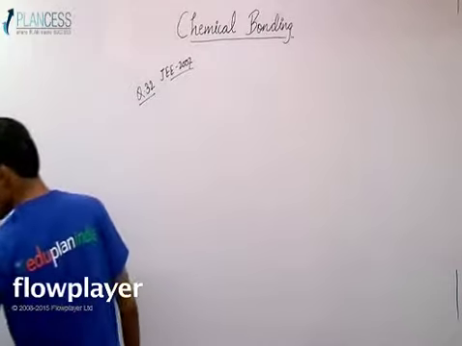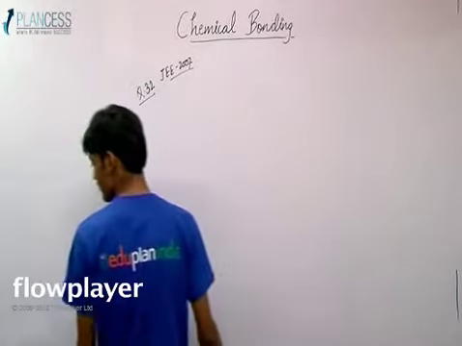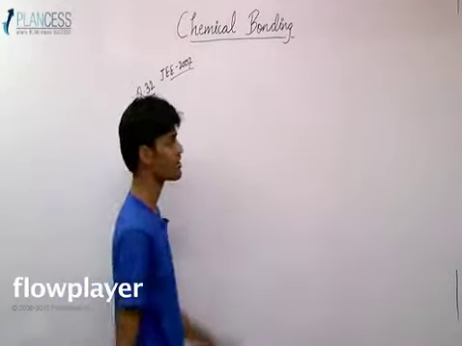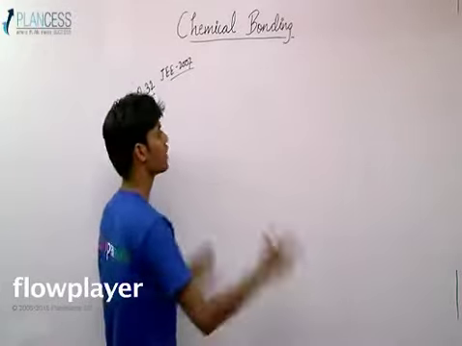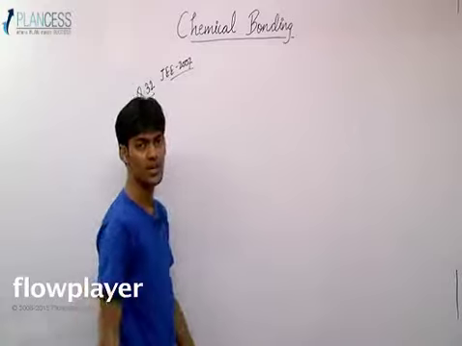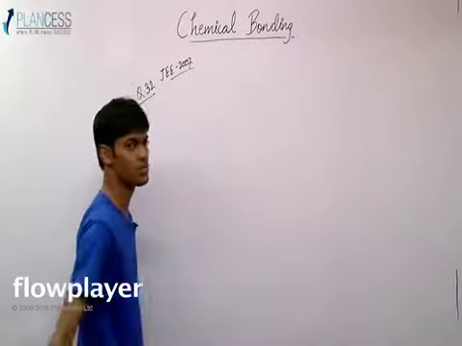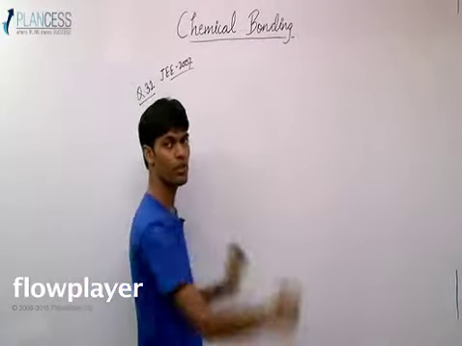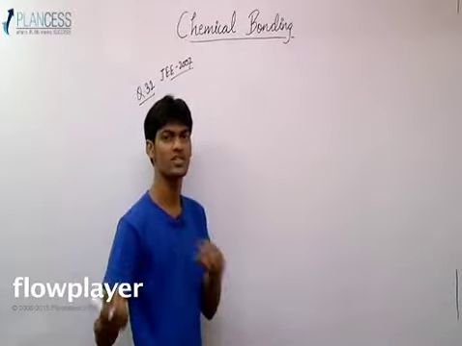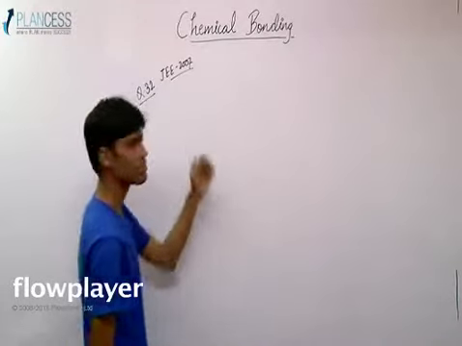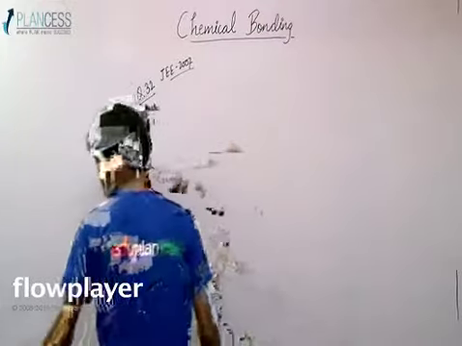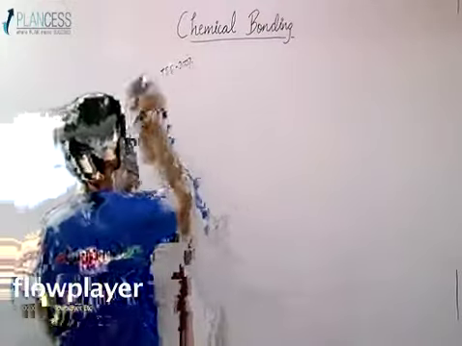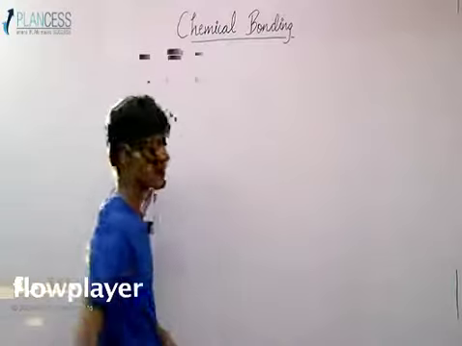The second statement is: the small size of B plus 3 favors formation of covalent bond. The smaller the size of the cation, the more the polarization of the anion and the more the covalent character. So that's why boron forms covalent bonds. All the compounds of boron are covalent in nature. Statement 1 is true, statement 2 is true, and statement 2 correctly explains statement 1. That's why the option selected should be A.